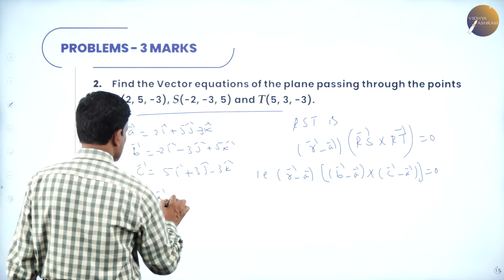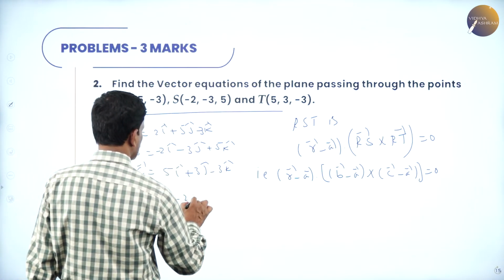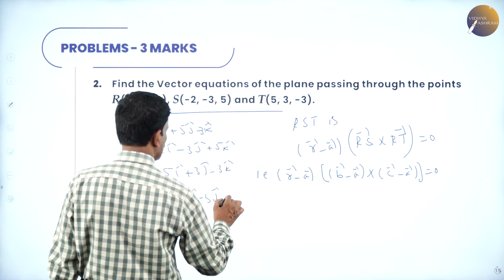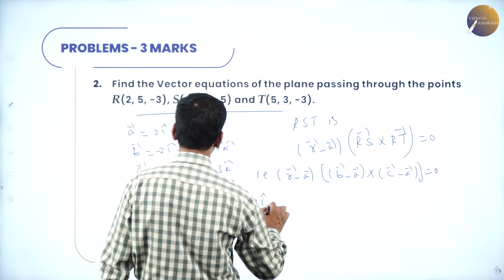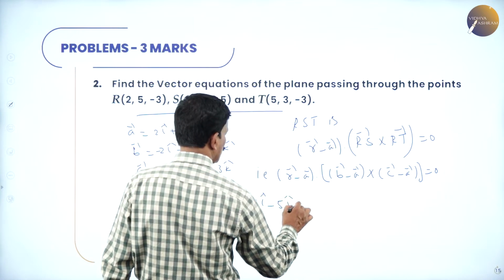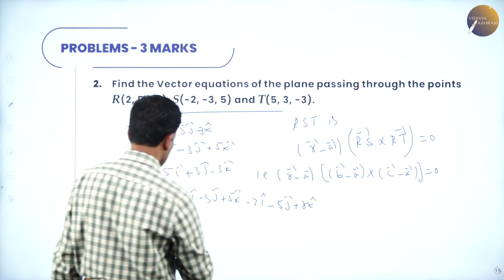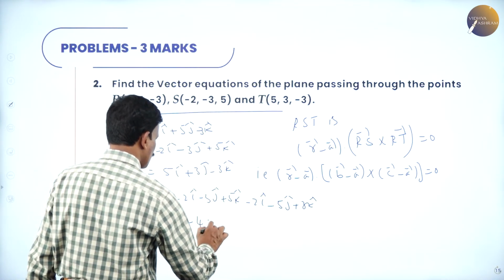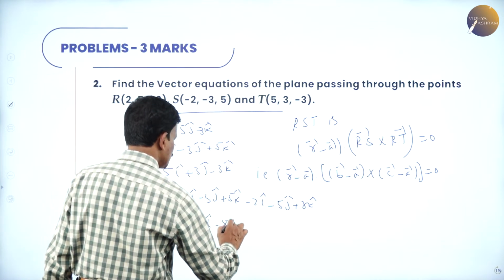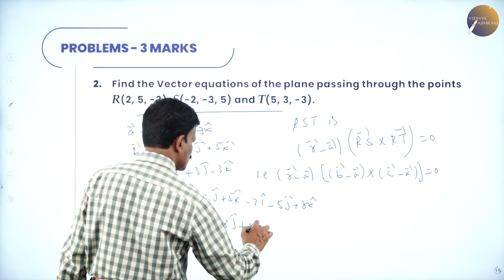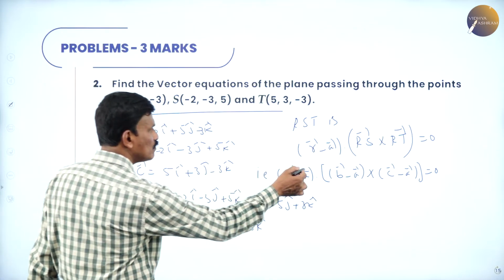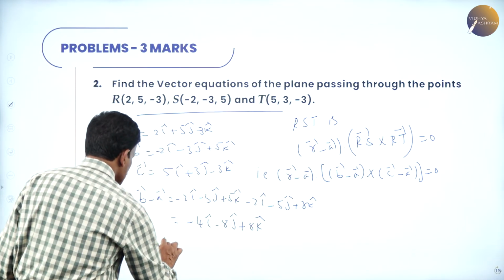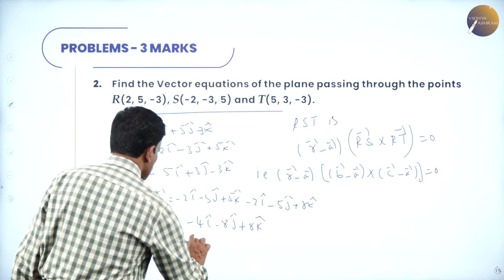Vector b - a is (-2i - 3j + 5k) - (2i + 5j - 3k), so this is equal to -4i - 8j + 8k. This is vector b - a. Similarly, find out vector c - a. Vector c - a can be written as, what is vector c?